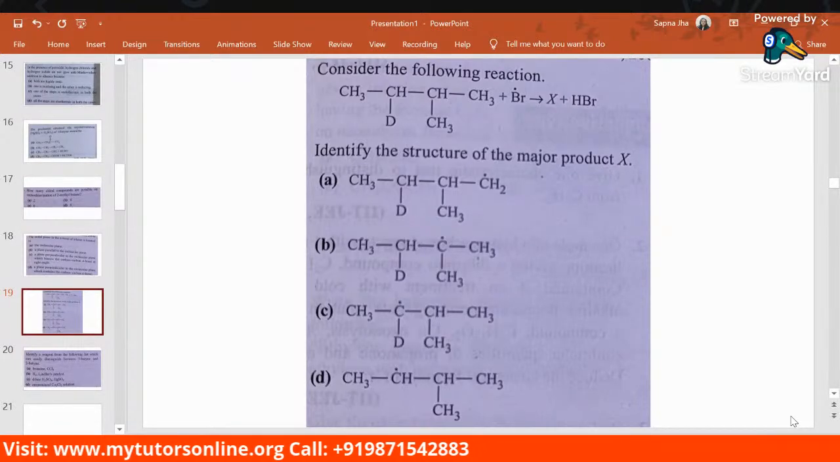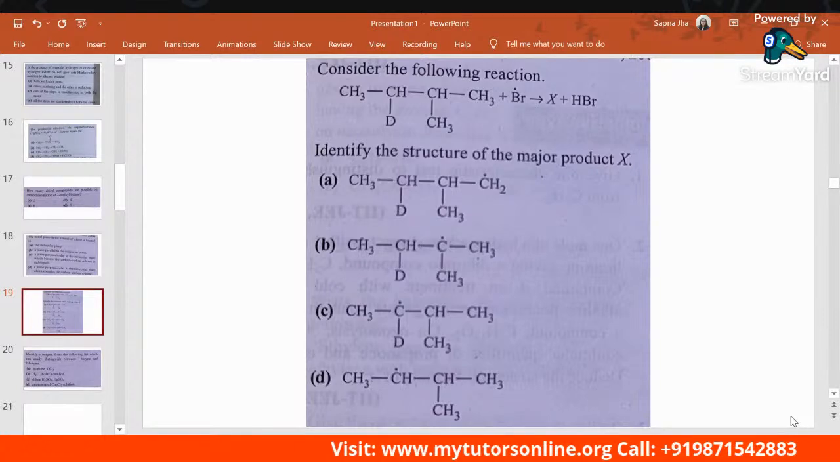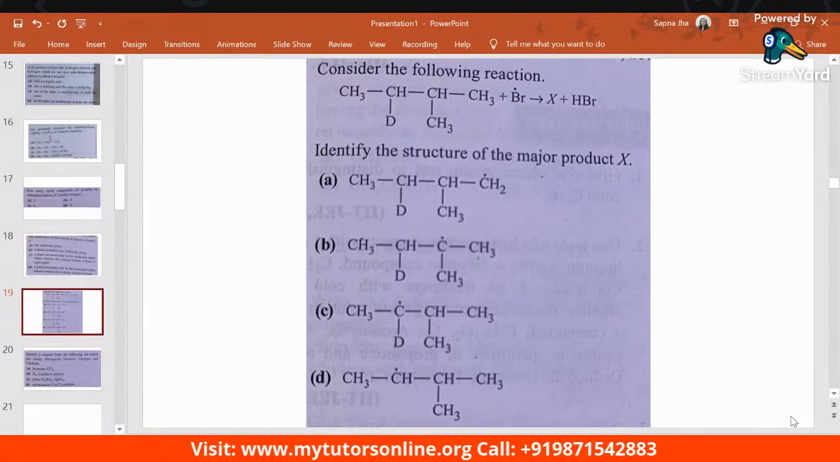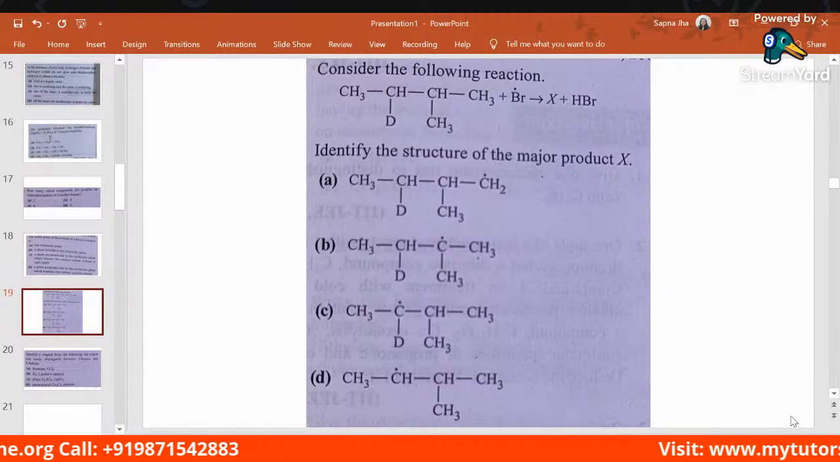So try fast. Consider the following reaction. It reacts with the bromine radical, gives something plus HBr. So you have to just find out the structure of the major product, something that is being formed there.